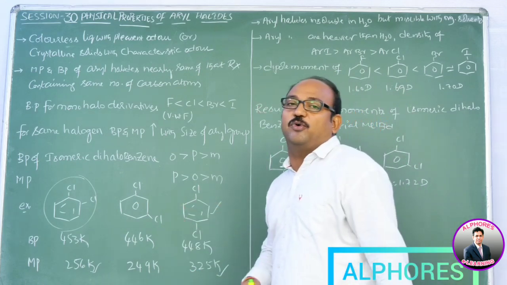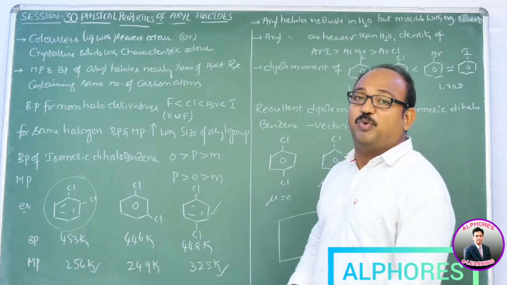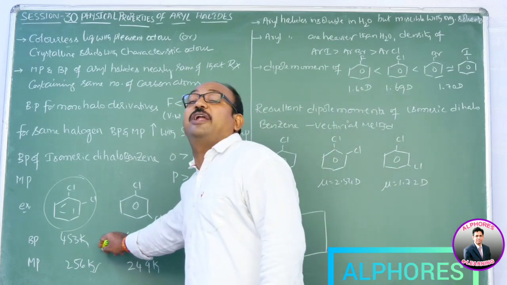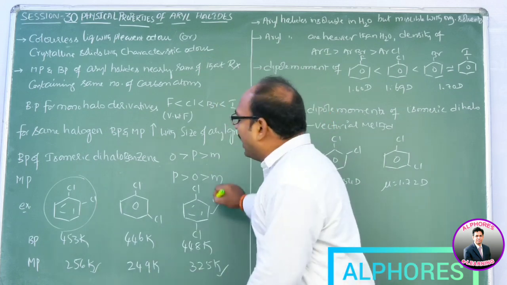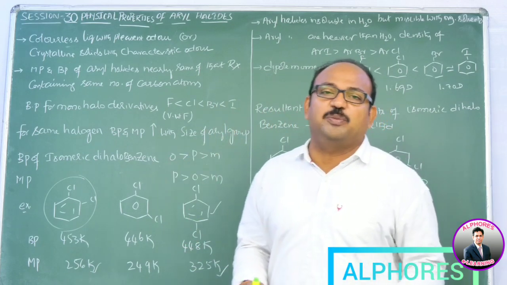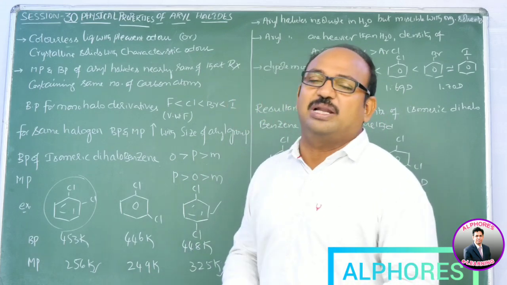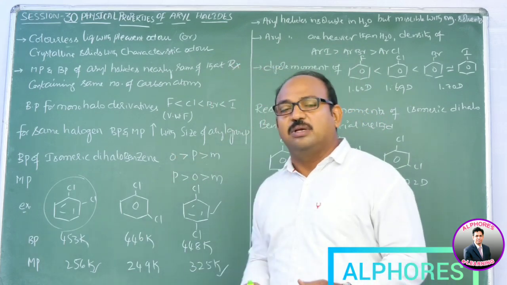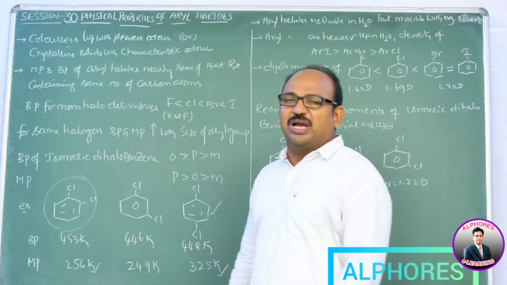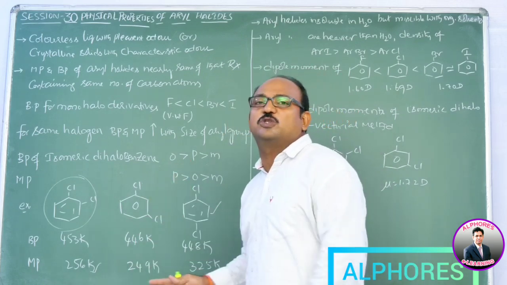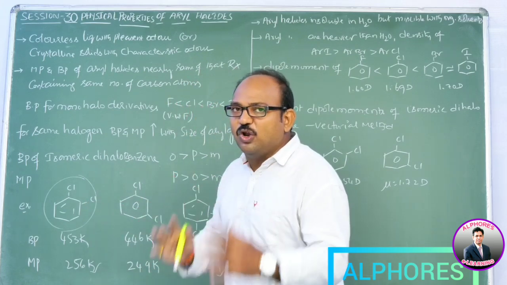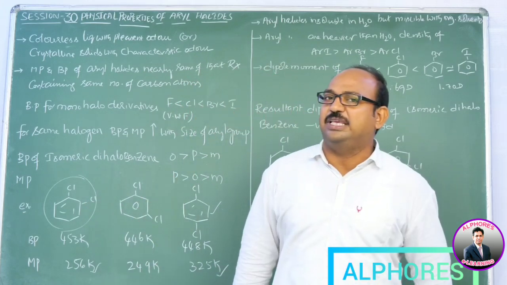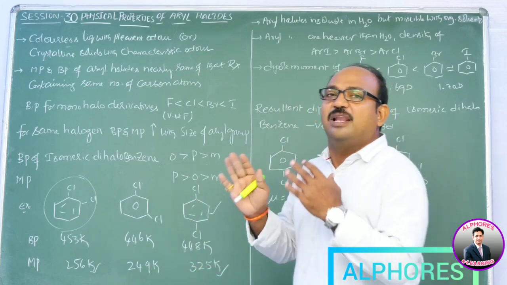a higher melting point. But for ortho and meta, if you observe 249 and 256, the variation is very small. So only for para is the variation very high. That means compared to ortho and meta, the para isomer has a higher melting point because of its symmetrical structure and close packing. And in ortho and meta, the packing efficiency is less.